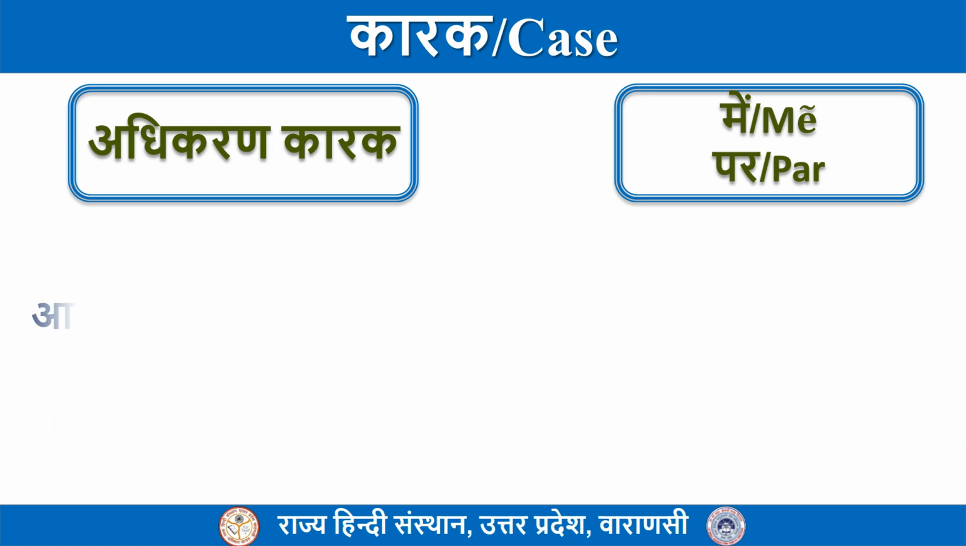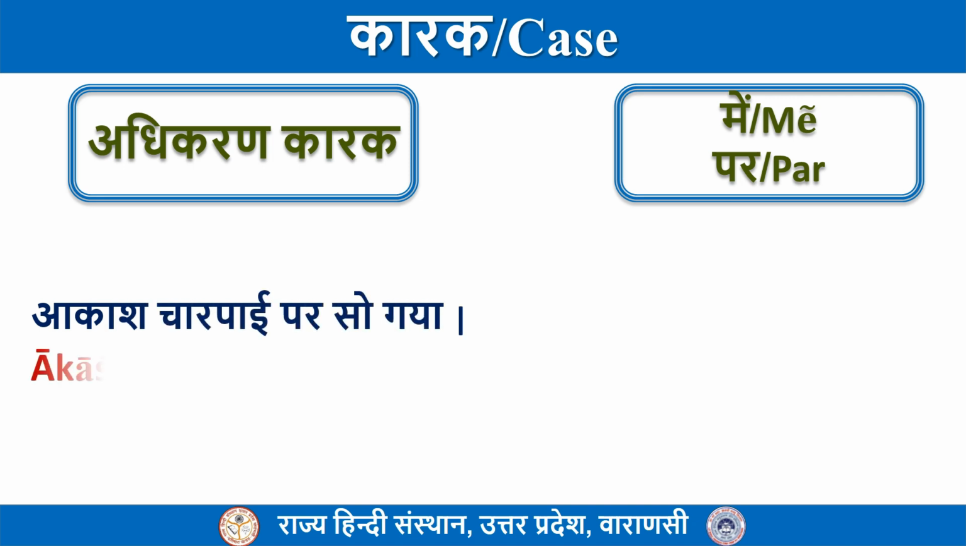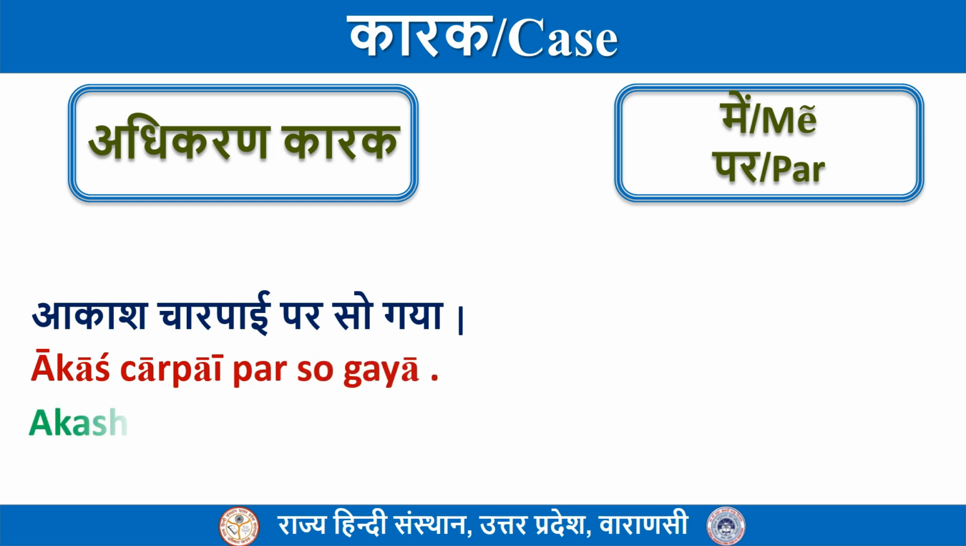Second sentence, भरत चारपाई पर सो गया. Bharat slept on the bed. Here we are using per in place of on.